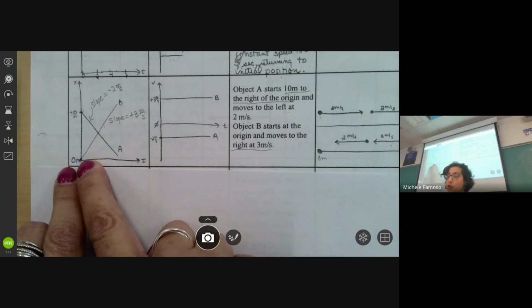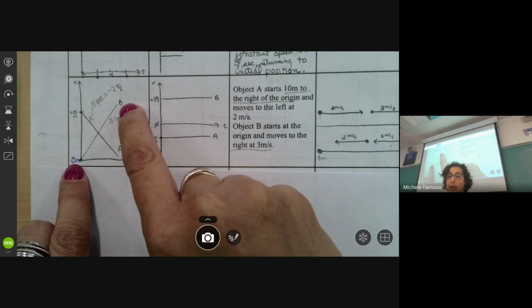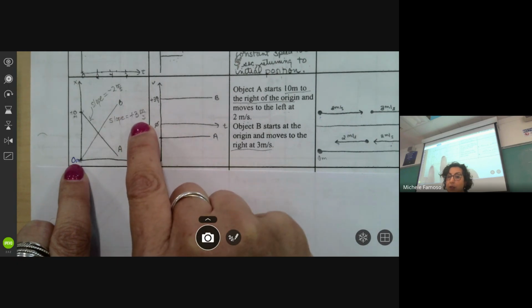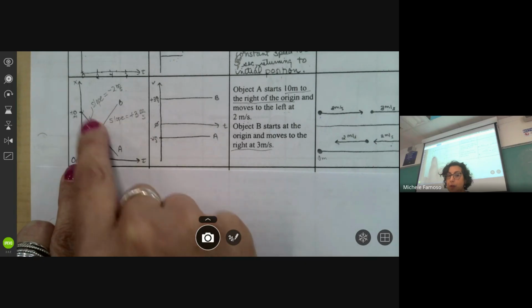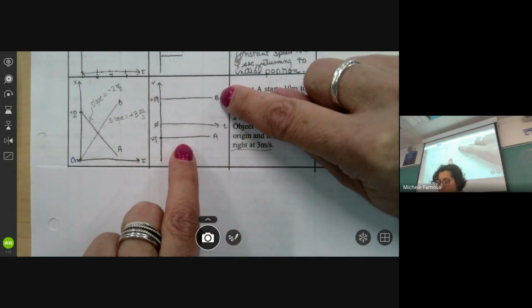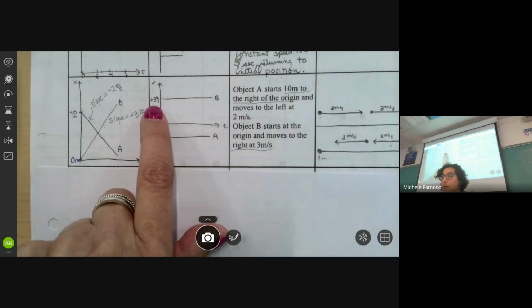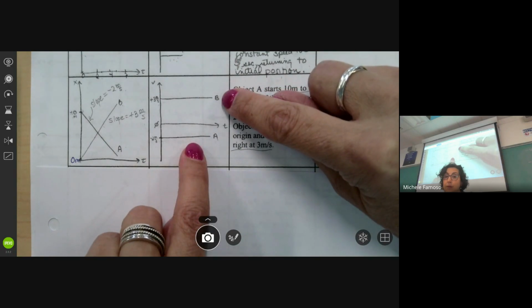So its y-intercept should be 0 meters. It's traveling to the right, so I need a positive diagonal line, but the slope there is positive 3 meters per second. So since this slope is a larger value than that, this should be steeper than that one. On my velocity time graph, B has a y-intercept of positive 3 meters per second, and A has a y-intercept of negative 2 meters per second, and they're both horizontal lines.